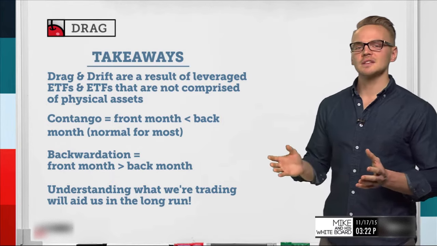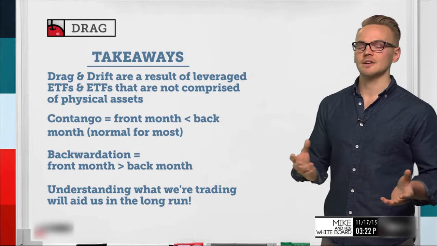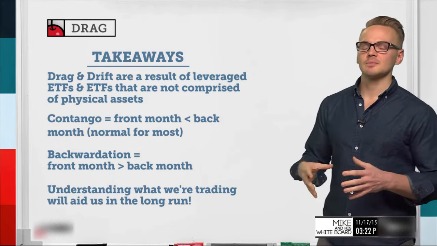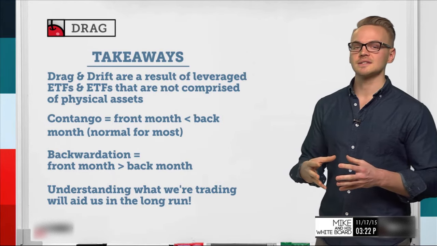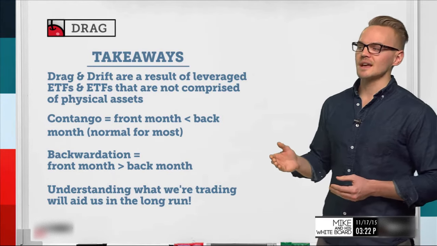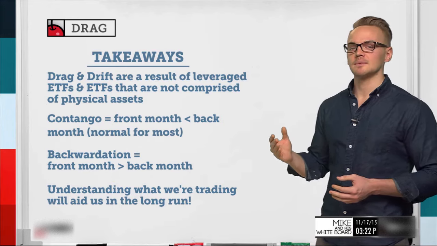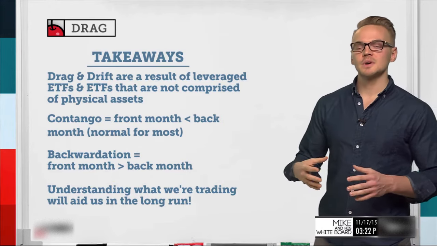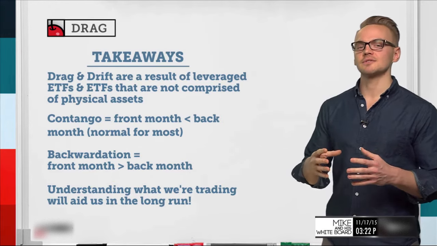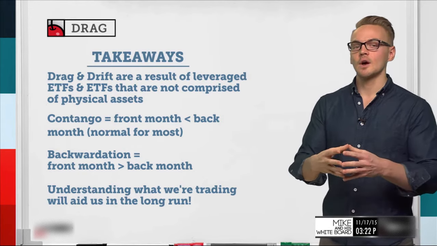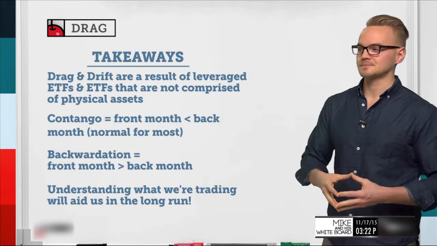So if we look at something like GLD or SLV, for example, those are actually comprised of physical gold and silver products. So you won't see that same drag as we do in something like USO, because USO is constantly rebalancing futures as opposed to actually owning those oil barrels.